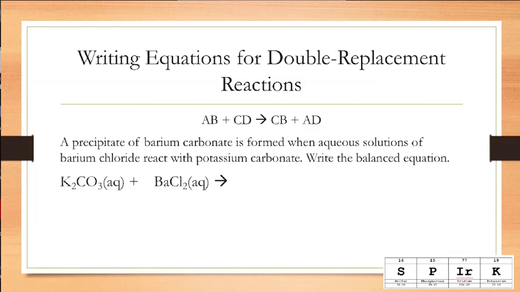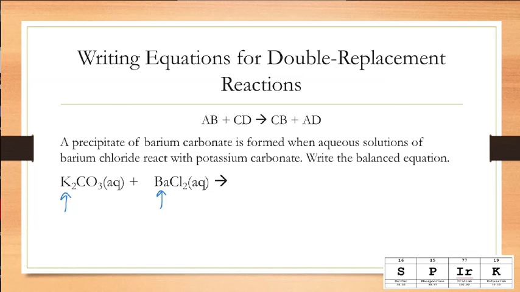So let's write an equation for a double replacement reaction. A precipitate of barium carbonate is formed when aqueous solutions of barium chloride react with potassium carbonate. Write the balanced equation. So if we look at these, we know that K and Ba are going to switch for us because they are in our A and C spot. Also, they're both the positive cation, so they're going to swap places.